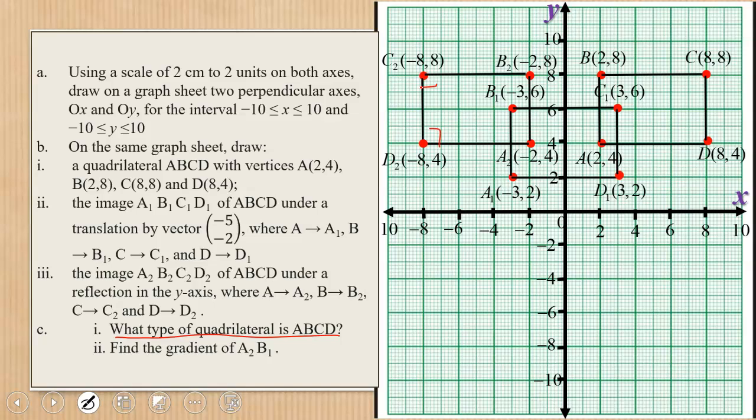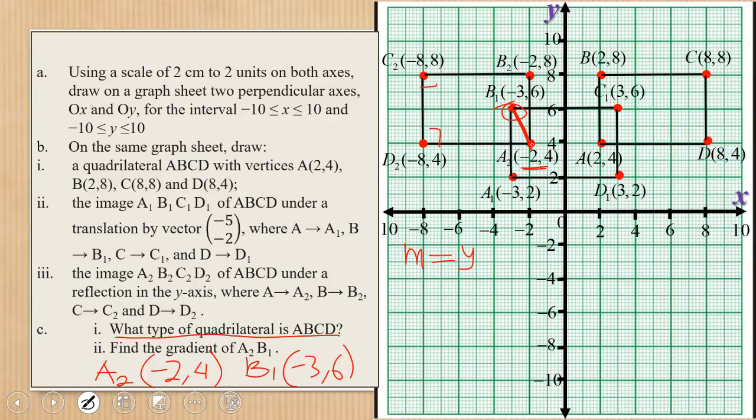Our next question says we should find the gradient between the point A2 and our B1 from the question. A2 represents (-2, 4). Can you see that? That's where our A2 is. And then our B1, where's our B1? B1 is here. Okay, so that point is (-3, 6). And so to find our gradient, we know to find gradient, we use the formula. So more or less, we are finding the gradient between these 2 points. So that is the line we are finding its gradient.